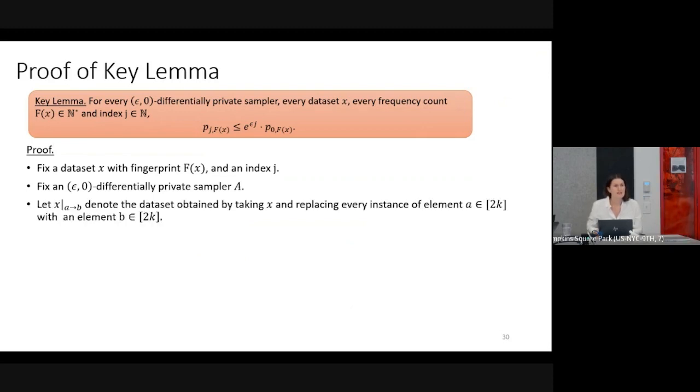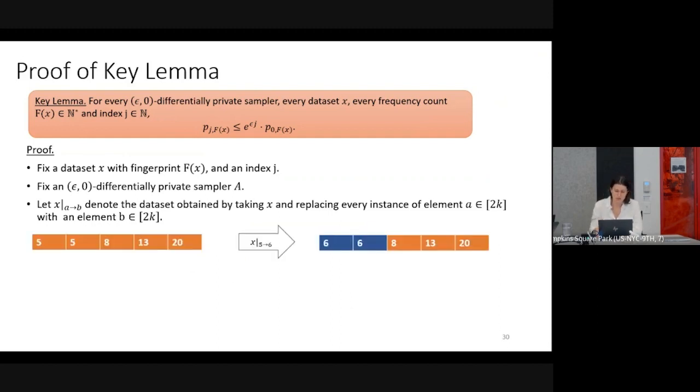And let's let this notation x sub a to b denote a data set that you get by taking x and replacing every instance of some element a with some other element b. So for example, if this is our original x on the left, and we replace every 5 with a 6, we'll get the result on the right.